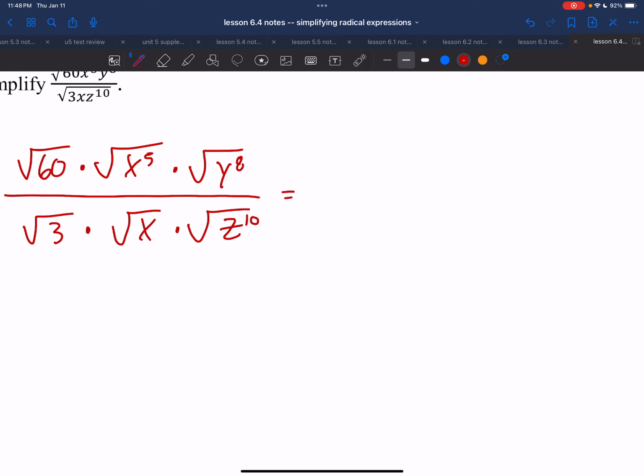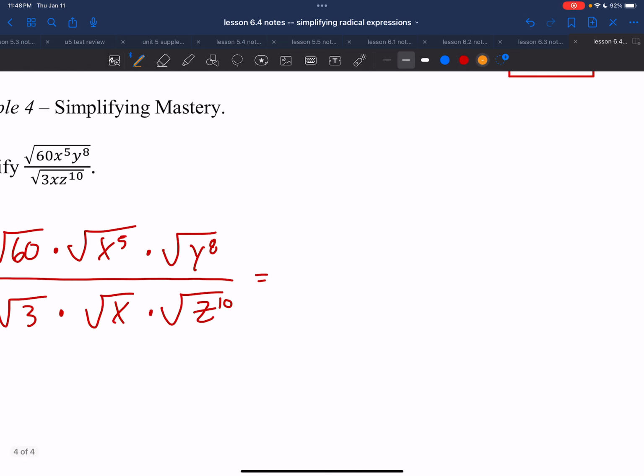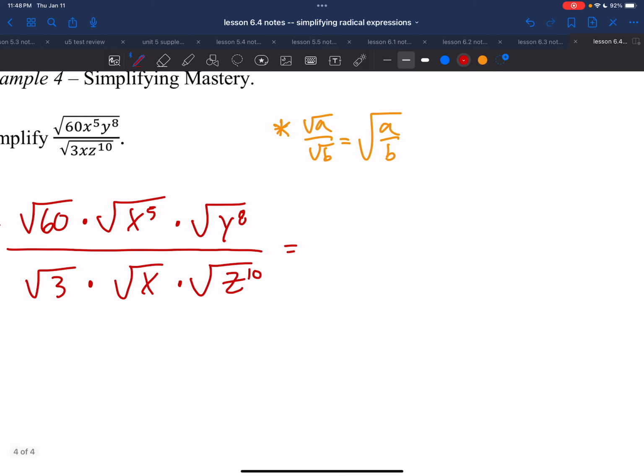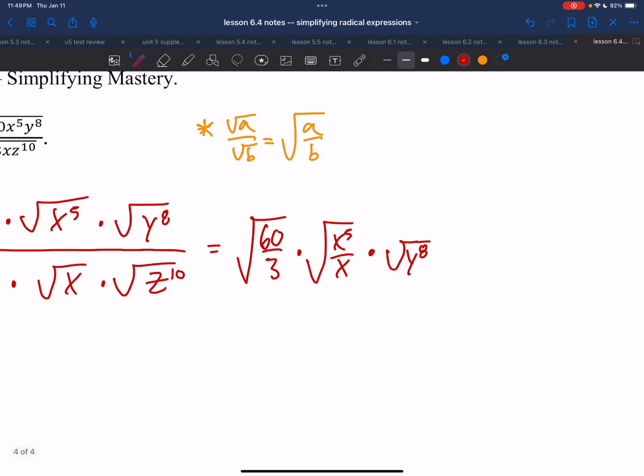So there is a rule. I'm going to put a little asterisk here, right? The square root of a over the square root of b is the square root of a over b. So I'm going to use that for a couple of these. The first two, this is equal to square root of 60 over 3 times the square root of x to the 5th over x times y to the 8th. And I'm just going to leave this in terms of multiplication, times 1 over square root z to the 10th. Okay?